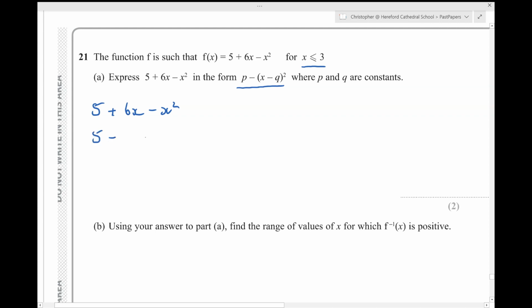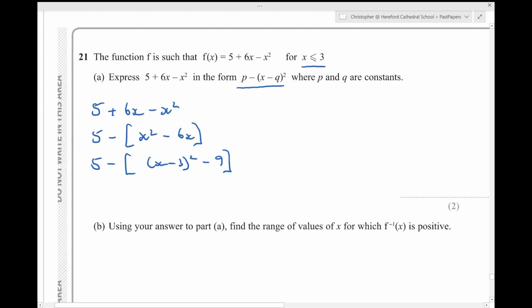I'm going to write 5 minus, and that means I'm going to have x squared minus 6x. Good. Now I'm going to complete the square on the square bracket. 5 minus, I'm going to write (x minus 3) squared, and from that I'm going to have to subtract 3 squared, 9. Okay, let's take that minus 9 out of the negative bracket.